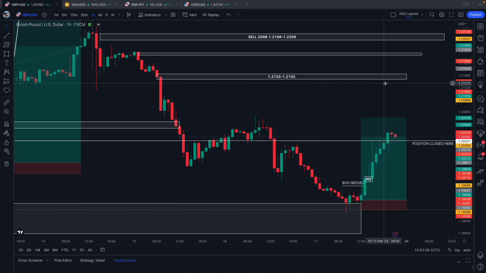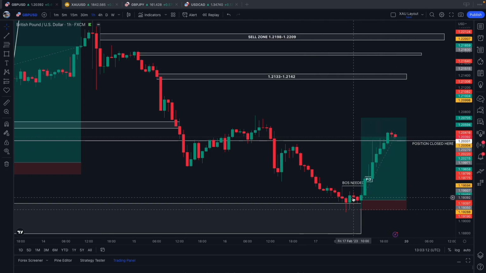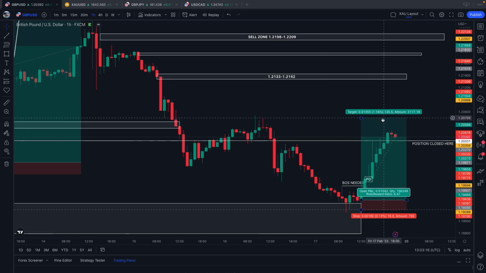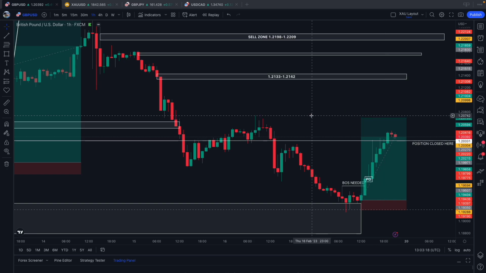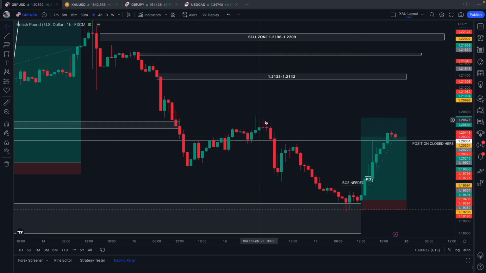So you'll see on screen I have the Great British Pound to the US dollar market. We are actually currently in a position at the moment. This was a position that we placed on Friday, and I am expecting price to take profit very soon. The reason why my take profit is set at this point is that this is just below the last structural high within this bearish impulsive wave that took us lower.